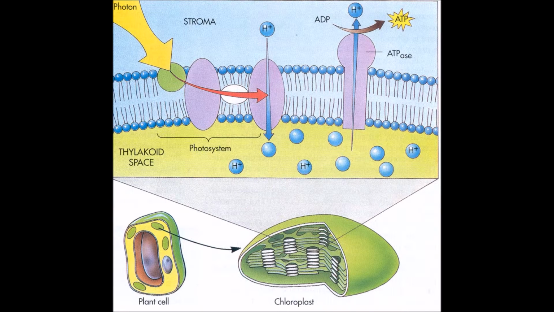The concentration of pumped protons represents potential energy. The energy is used by ATP synthase to convert ADP plus phosphate to ATP.